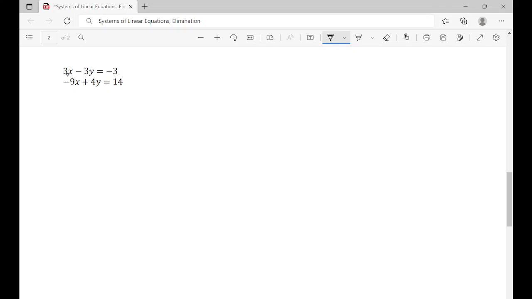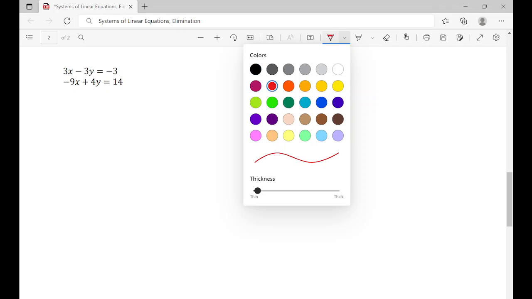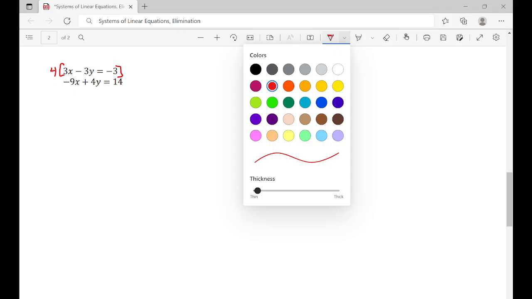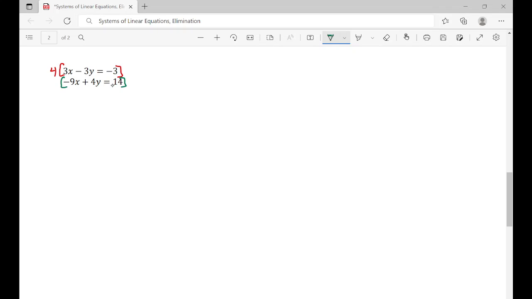Last, I have 3x minus 3y equals negative 3, and negative 9x plus 4y equals 14. Again, I need to choose one to get rid of, and while the x is probably the easiest one, I'm going to do one where I multiply both equations by a number. So in this case, I'm going to multiply the top equation by a positive 4, so I can get rid of y, and I'm going to multiply the bottom equation by a positive 3, so I can get rid of y.